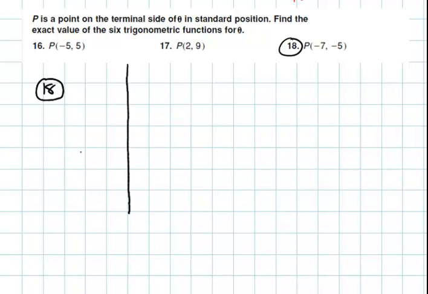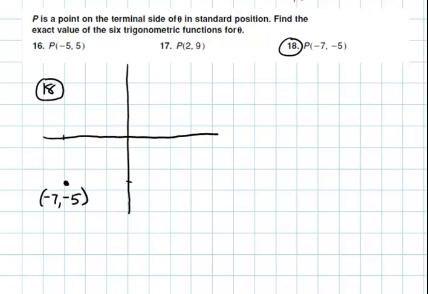we go ahead and we draw a graph, and we put the point -7, -5, and we can estimate it a little bit. We don't have to be exact, but let's say this is the point -7, -5.